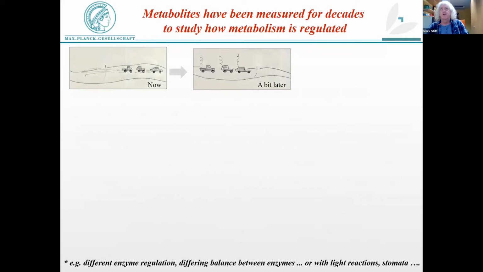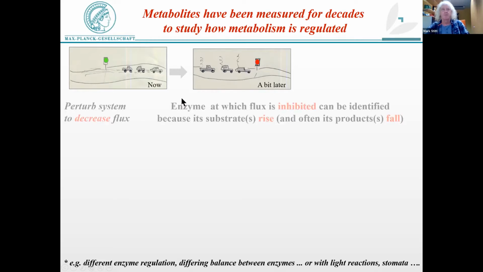Now, metabolites have been measured for decades to study how metabolism is regulated. And so here's a sketch. We've got a lot of cars going through, and then we've got a lot of cars piled up. And of course, you could well deduce that here a traffic light has gone on. It could even well be a cow on the road. It could be the car has had a breakdown. It could be somebody is dancing in the middle of the road, but something's happening to hold the traffic up.